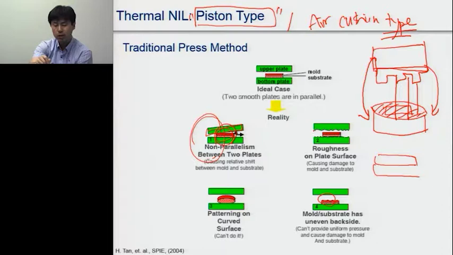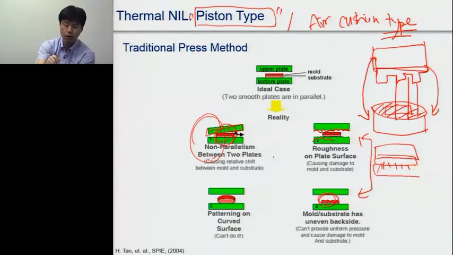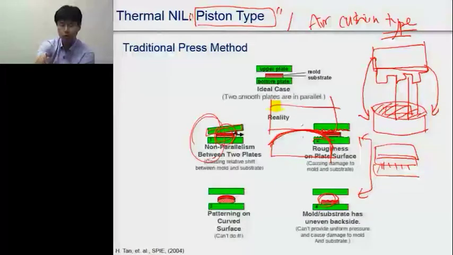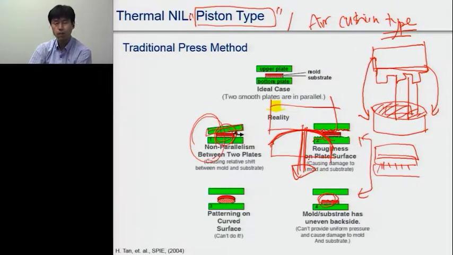If the piston has a very rough surface, or the master mold has a very rough surface, it also cannot apply even pressure from the mold to the substrate. And if we have a master mold with a curved backside, the pressure at the center area is much higher. So this piston type may have a problem with uneven pressure application.